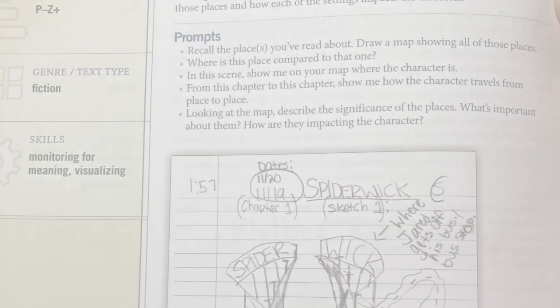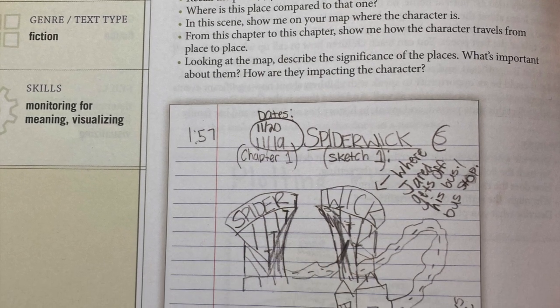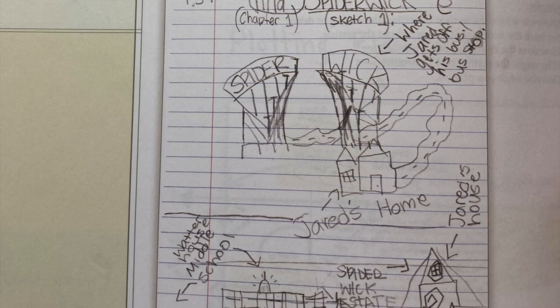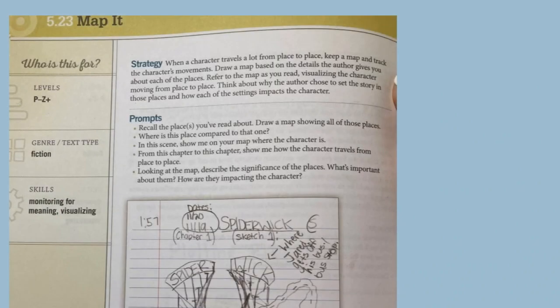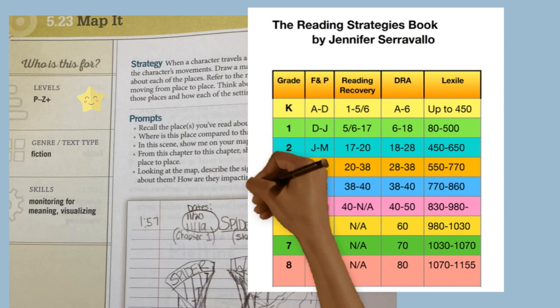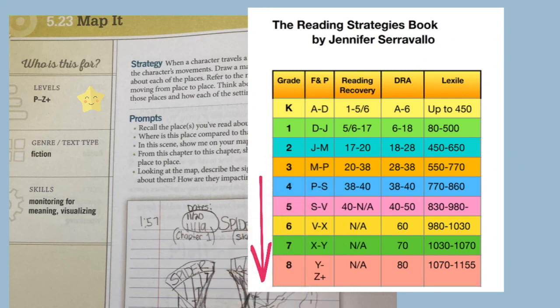Specifically, we're going to look at 5.23, Map It. So let's turn to 5.23 and take a look at that strategy and read about it together. Let's unpack this strategy. First, we want to look at who this strategy is appropriate for. Those are those children reading on P through Z levels. Now, you may not use Fountas and Pinnell. That's where our bookmark comes in. This will show you the appropriate level according to Lexile or Reading Recovery, depending on what you use.